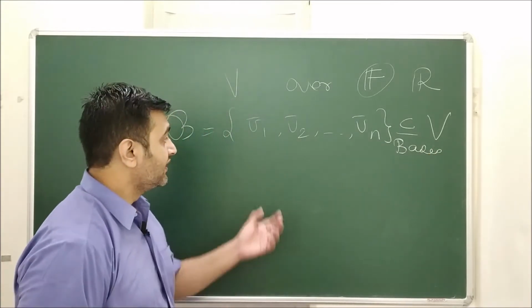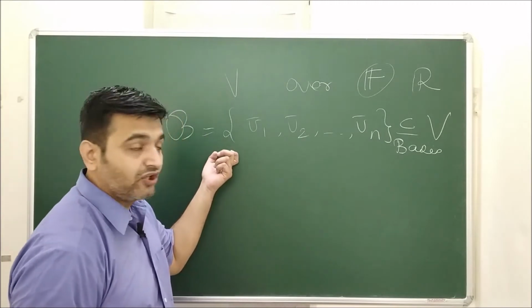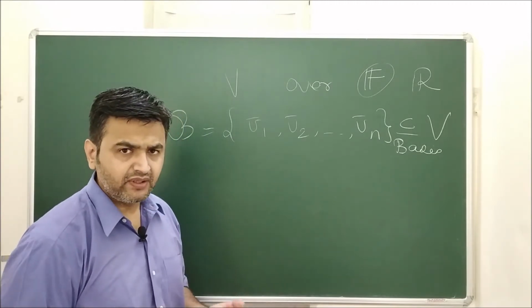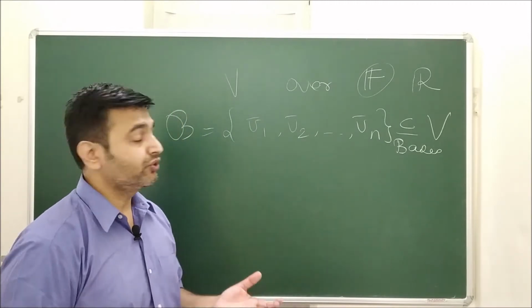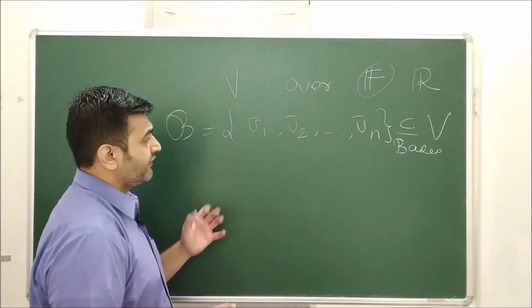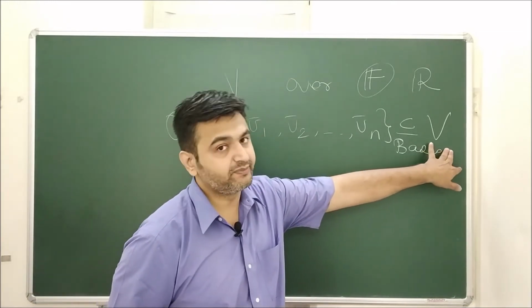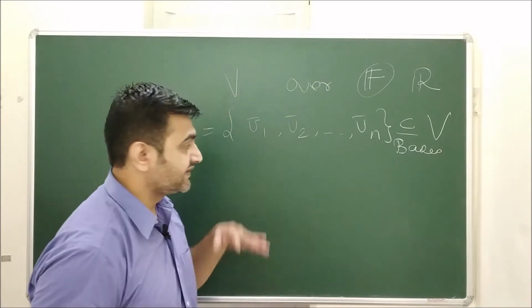Basis as in what? This set is a linearly independent set, and when you take the span of B, what does that mean? You take all possible linear combinations. When you take all possible linear combinations, you get the complete vector space V. So you have B as a set.